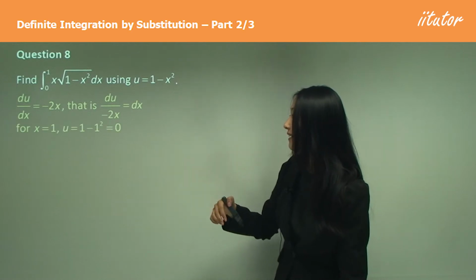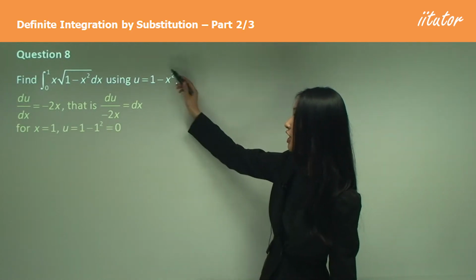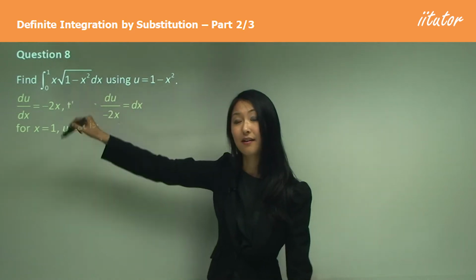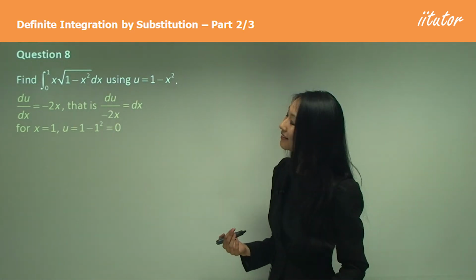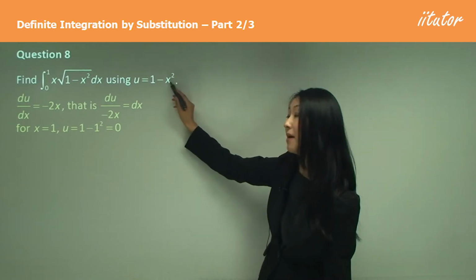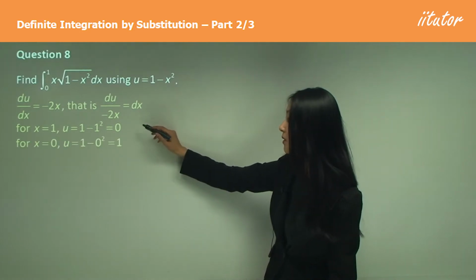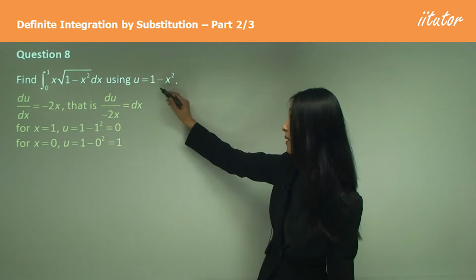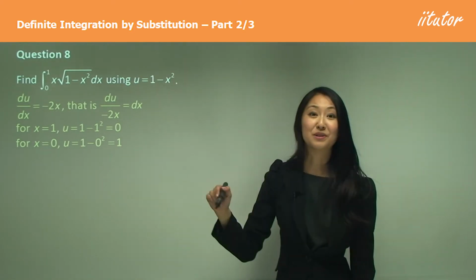Now in this case, we don't need to work out what x equals, because the x there will cancel with that, but we do need to change the limits. So for x equals 1, you get u equals 1 minus 1, which is just 0. Whereas when x equals 0, you get u equals 1 minus 0, so that equals 1.